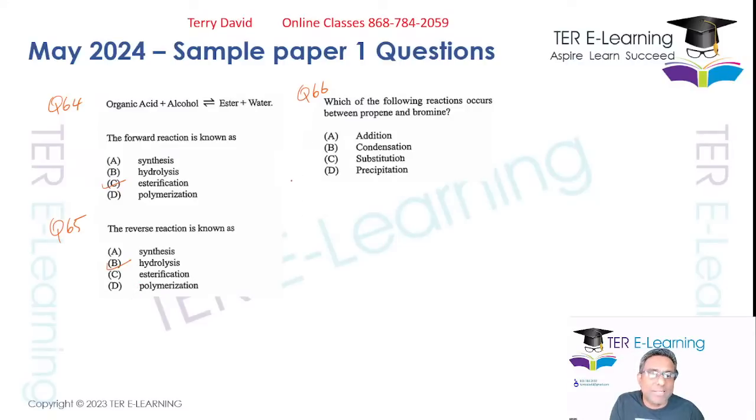What about question 66? Which of the following reactions occurs between propene and bromine? What are they talking about here? Tons of people are saying A is the answer. Yeah, it's called addition. This is an alkene and you're reacting it with bromine, so it's an addition. So that's 66.